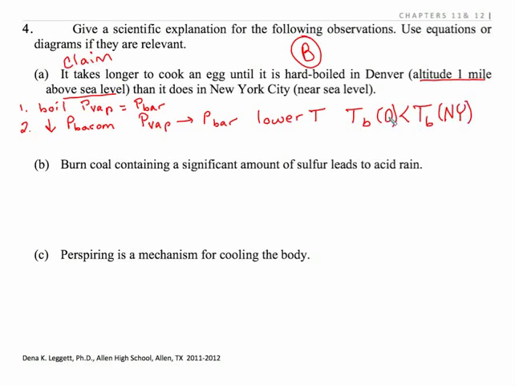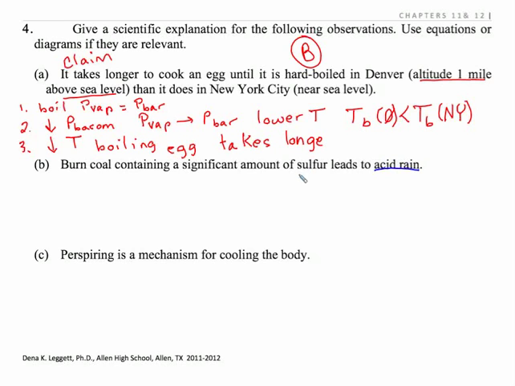In other words, the boiling point in Denver is less than our boiling point in New York because it's at a higher altitude. So this is being a little bit more explicit. Well, if you decrease the temperature at which you are cooking the egg, then it's simply going to take longer to cook. It's a rate issue, really. It takes longer to cook. So that's that justification.